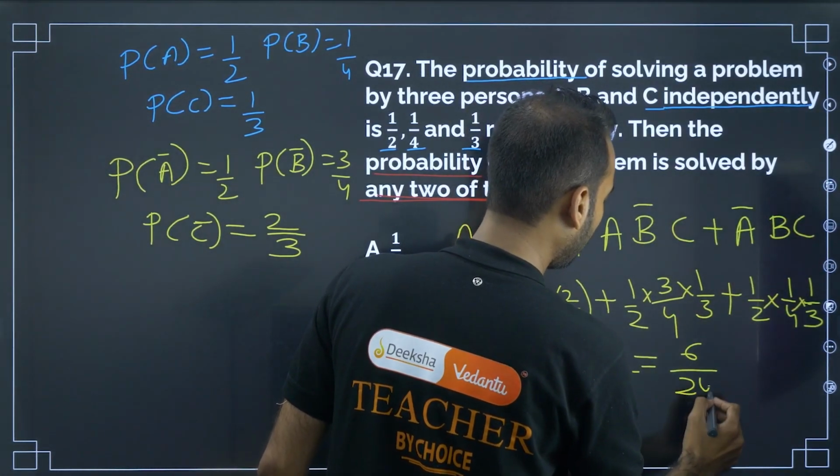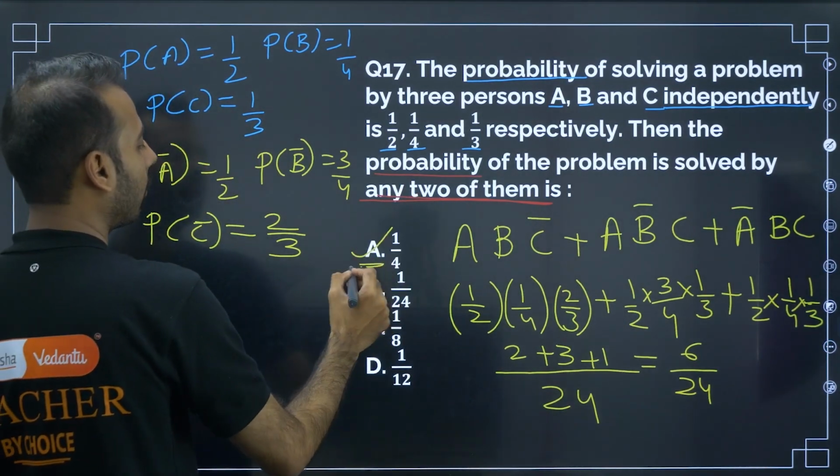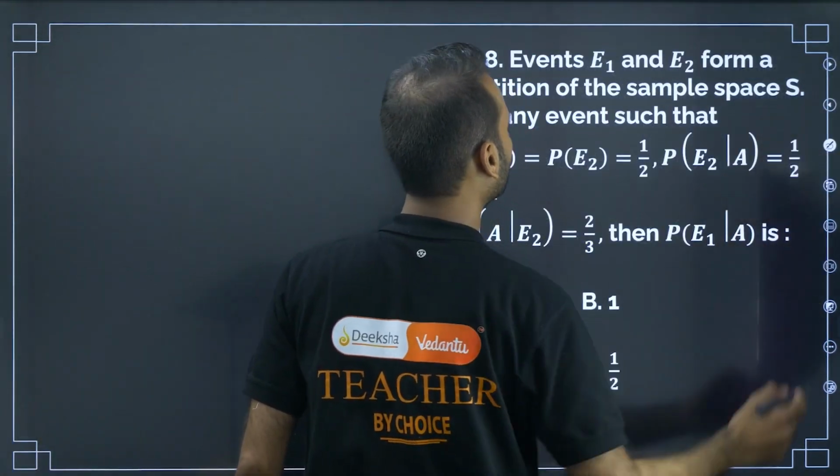6 by 24. So this is equal to 1 by 4. So 1 by 4 is the answer. Moving on to next question.